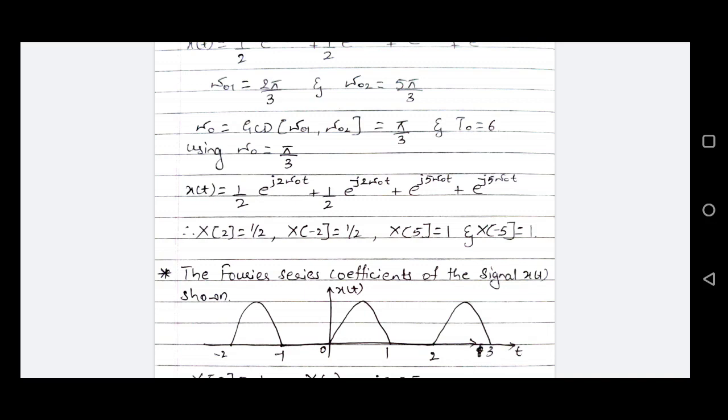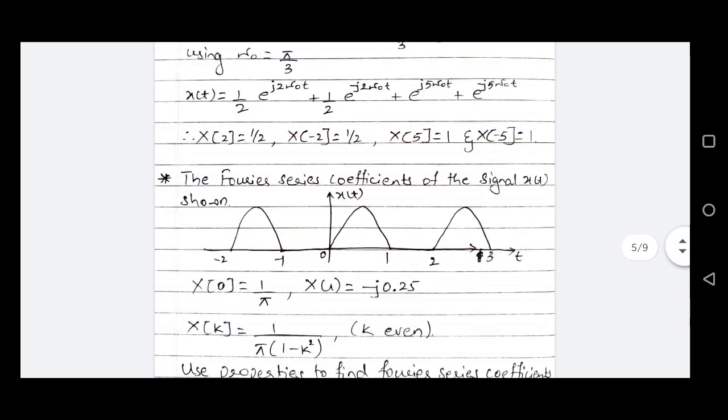If you compare this with the standard synthesis equation, then we'll find the Fourier series coefficients at k equals plus 2 and minus 2 and k equals plus 5 and minus 5, because the powers in the exponential are 2 omega naught, minus 2 omega naught, and 5 omega naught and minus 5 omega naught. So for k equals plus 2, the Fourier series coefficient is 1 by 2, and for k equals minus 2 also the Fourier series coefficient is 1 by 2. And likewise, Fourier series coefficients at k equals plus 5 and minus 5 are 1.